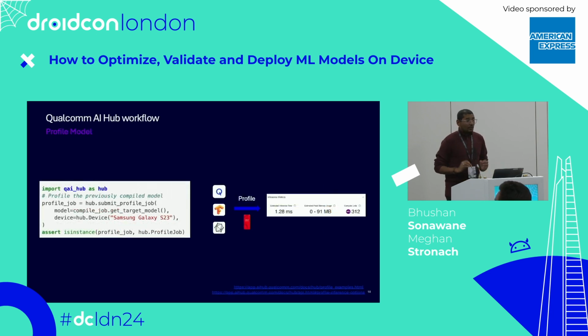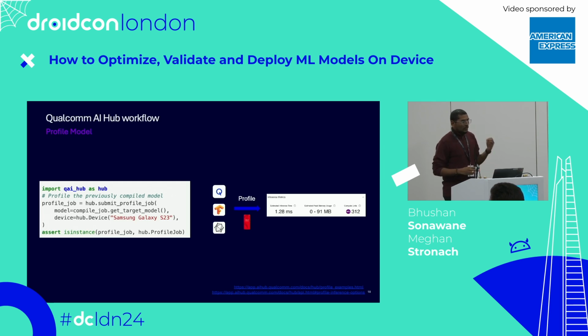But that might not be enough. Now we want to see how this model performs on device. And that's where a profile job comes into the picture. What a profile job does is take a target model from the previously compiled model. Now you don't have to download and re-upload the model. We just use the handle that the compile job gives to us. And now you decide which device you want to profile this model on.